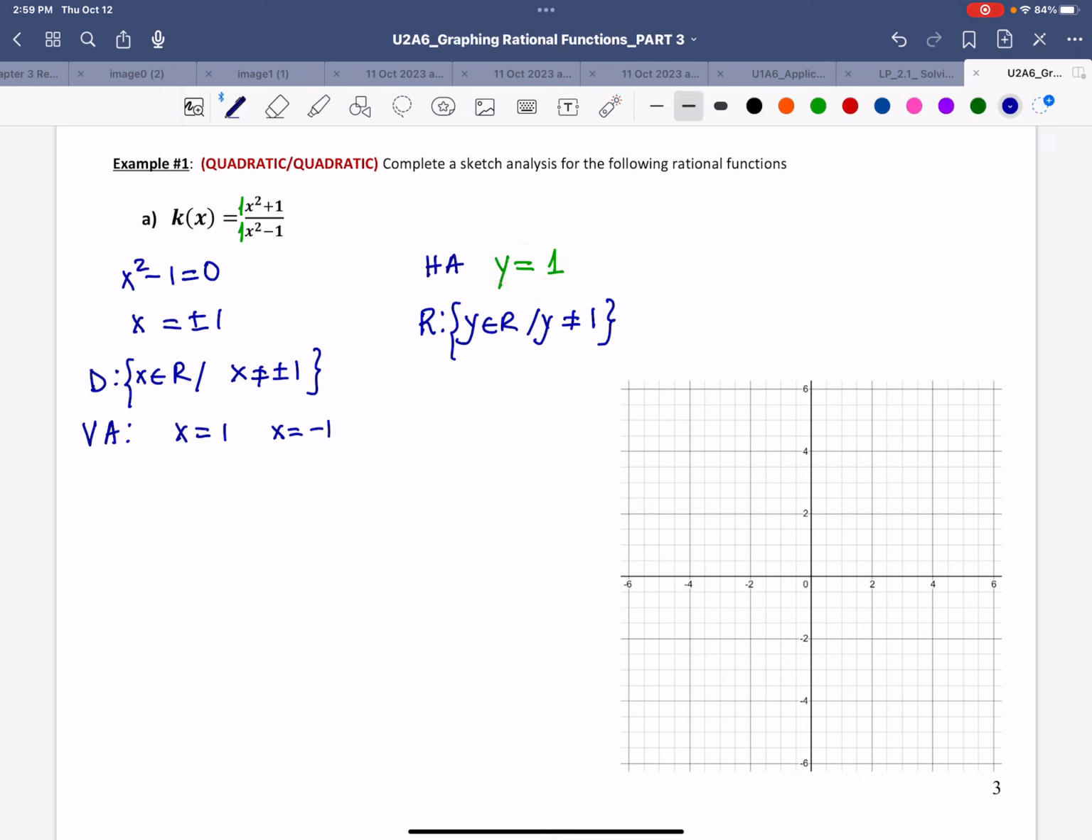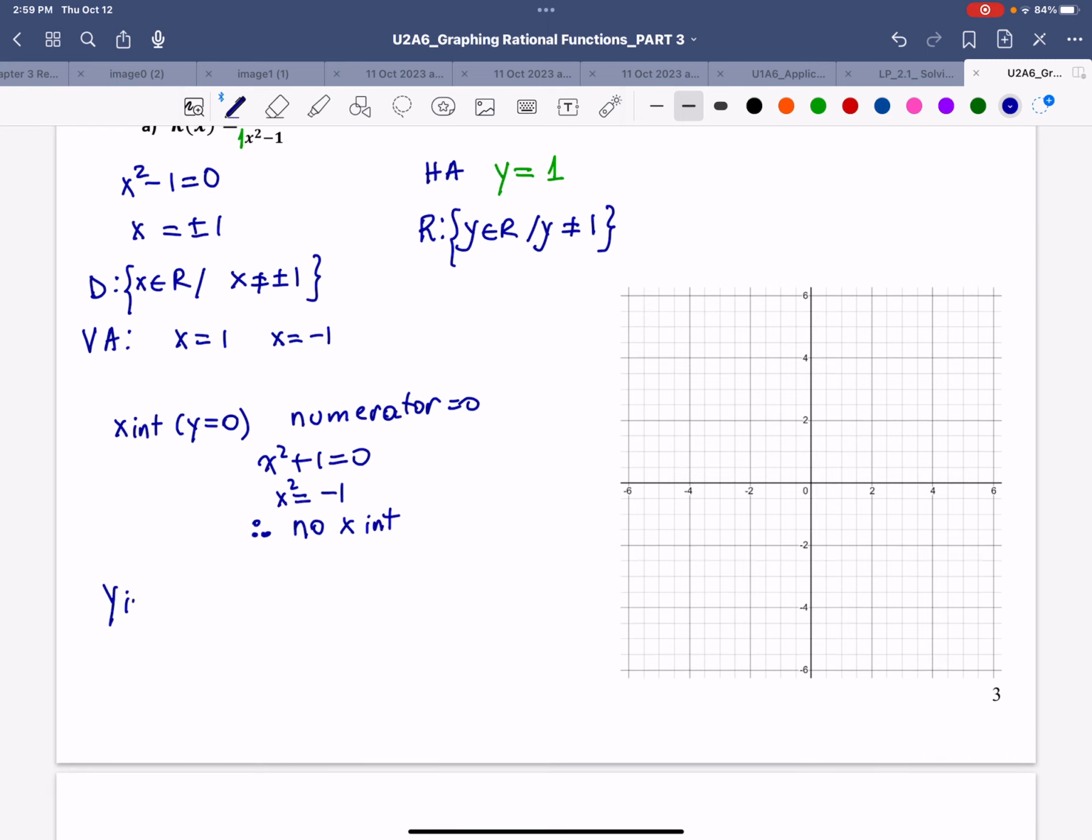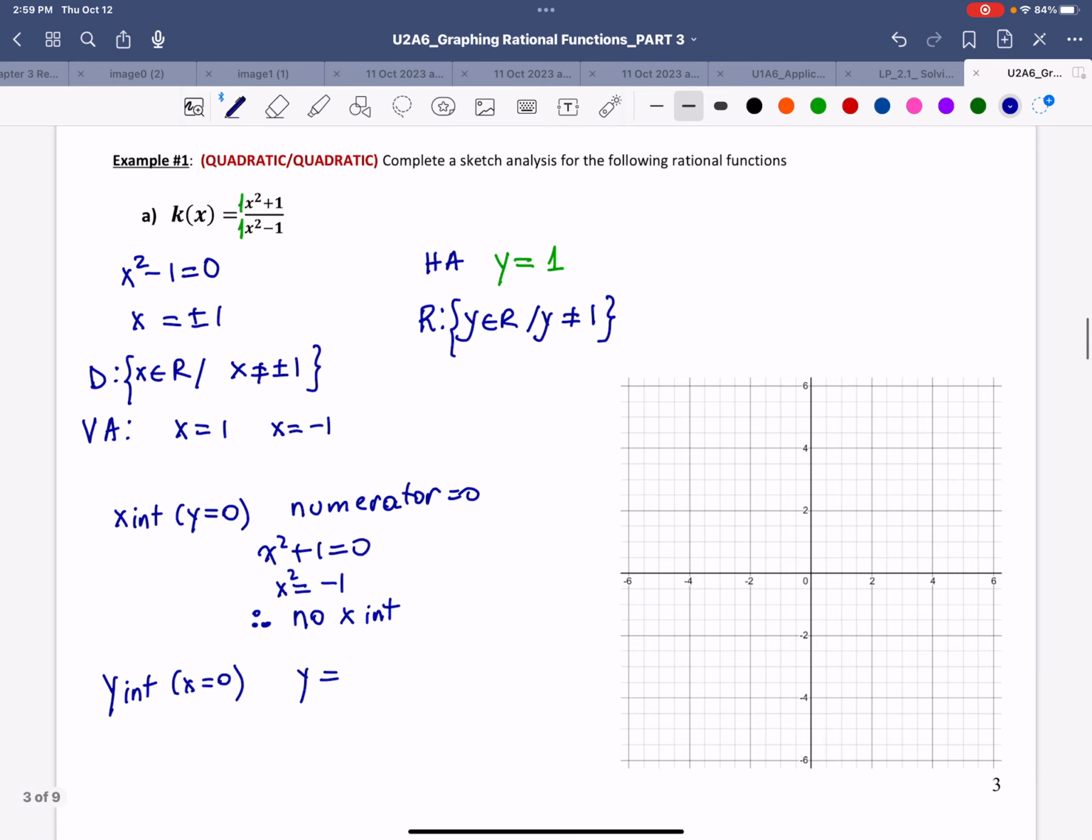Next, we're looking into the intercepts. For the x-intercept, we make y equal to 0, and we said we make the numerator equal to 0. And numerator equals 0 means x squared plus 1 has to be 0. So here's the numerator. And as you can see, x squared equals negative 1 is impossible. Therefore, no x-intercepts. For the y-intercept, we are going to set x equal to 0 and evaluate y. And the way I look at it is this. Wherever I see x, I make them disappear, and I only focus on the numbers, the constants.